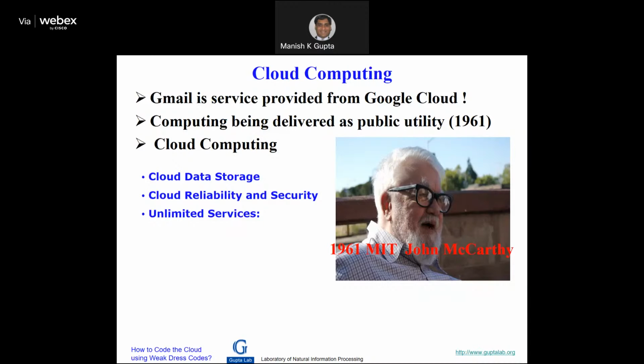So actually, Gmail is a service provided from Google Cloud, right? So it's cloud computing. The idea was by John McCarthy, that computing should be delivered as a public utility, like roads, internet, right? So computing should also be given as this kind of service. And so normally the data is stored in cloud data storage, and there are key issues like cloud reliability and security. Two very, very important things in terms of cloud computing. And of course, you can talk about unlimited services. I mean, you are familiar with Amazon services, right? AWS and so on and so forth. So many services are there based on cloud.